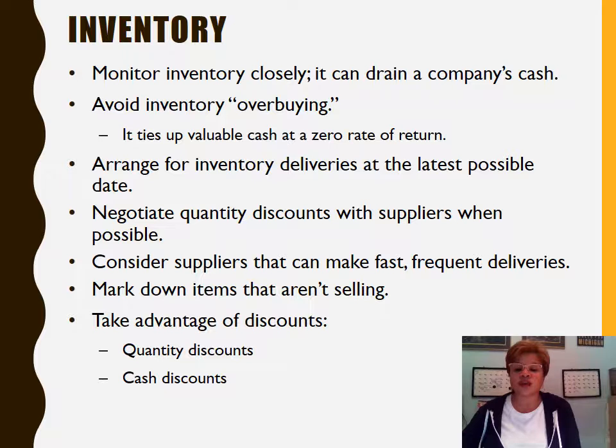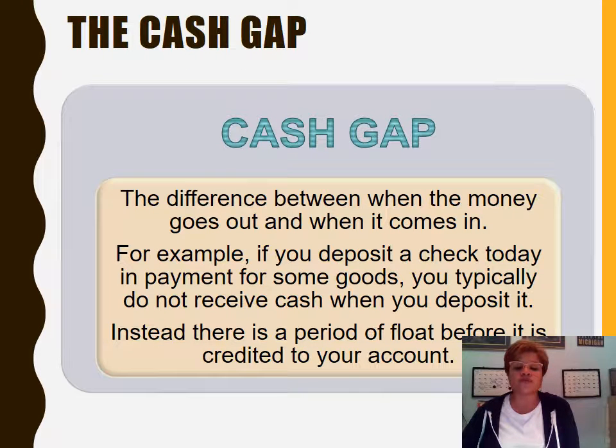Consider having suppliers that maybe can make fast, frequent deliveries. You can mark down items that are not selling in order to move them off the floor and get some cash value for them. And again, the same quantity discounts, cash discounts, all those things that would be available.